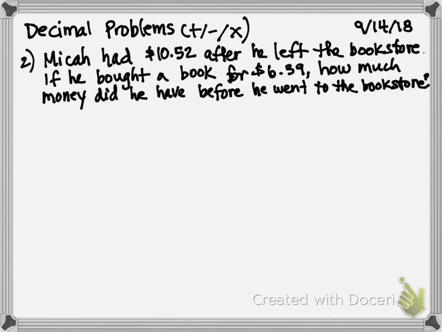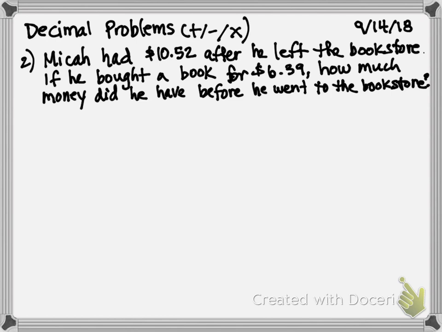So we started with number 2 in period 1, and Micah had $10.52 after he left the bookstore. If he bought a book for $6.39, how much money did he have before he went to the bookstore? So that is the first time I read the problem, but that's not the end time. I'm going to read it a second time, and now I'm going to look for some numbers and try to figure out what it is they're asking me to solve for, look for words that might tell me whether I'm going to add or subtract or multiply or divide, or literally what's going on in the problem.